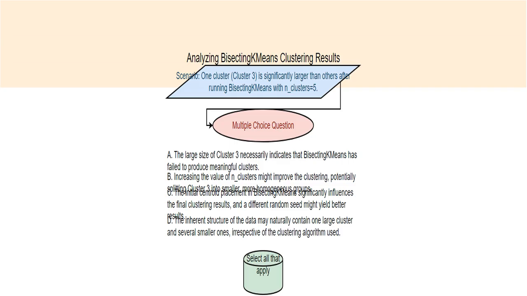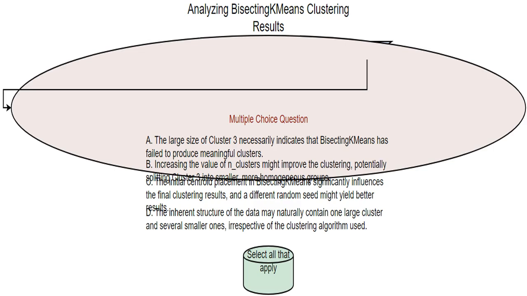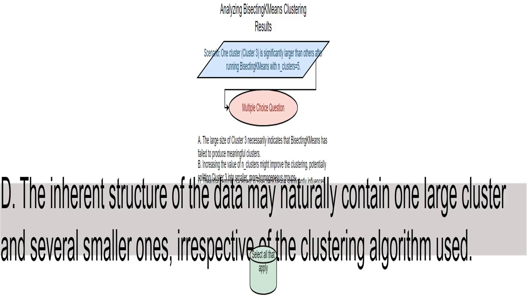I'm analyzing the results of a bisecting k-means clustering algorithm, specifically focusing on how to interpret situations where one cluster is much larger than others. In my clustering, I found that one group, cluster 3, has way more data points than the rest. This is my starting point for understanding why this might be happening. It's possible that my data inherently groups this way. The data itself might just have one big cluster and several smaller ones naturally. This is completely independent of the clustering algorithm itself. I need to consider this possibility.